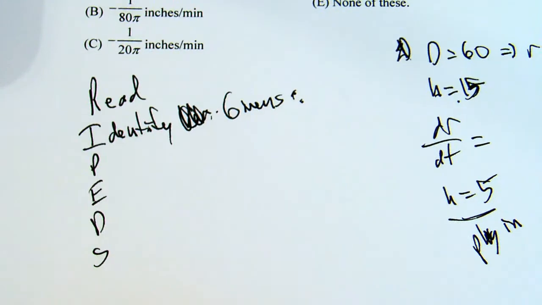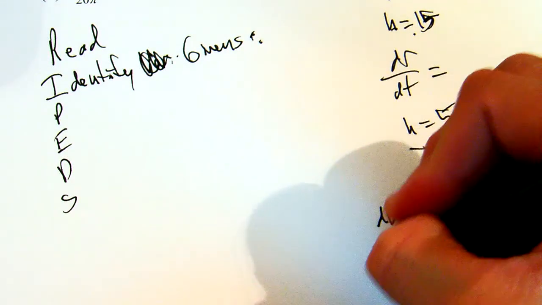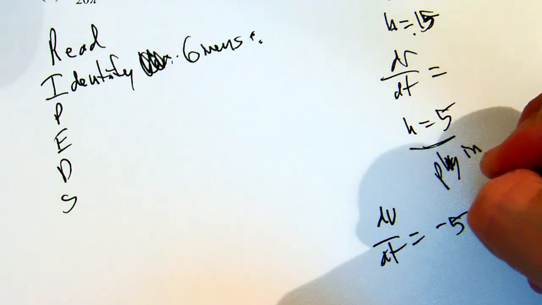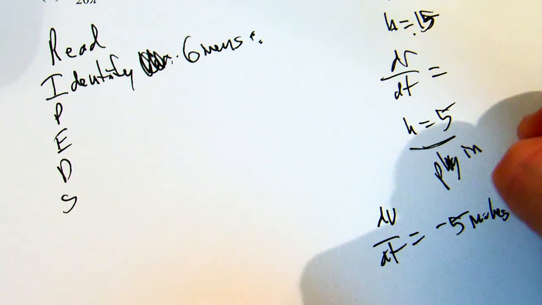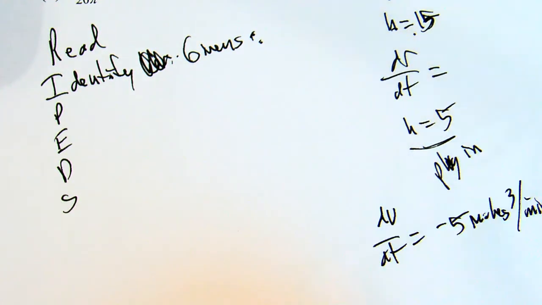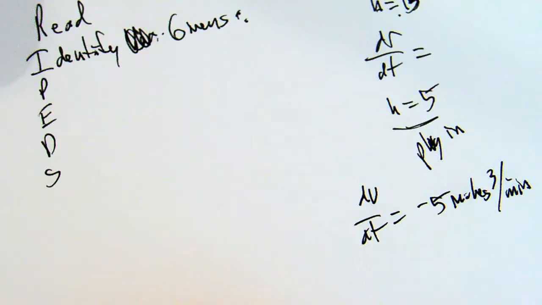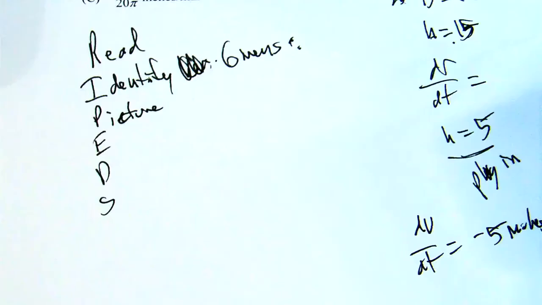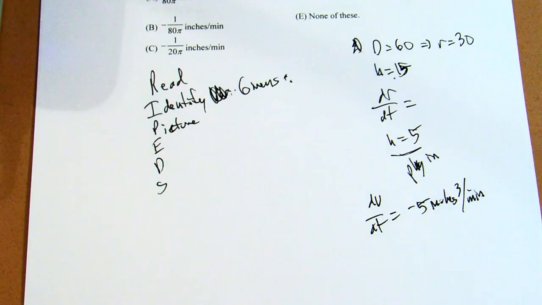Okay? I'm going to go ahead and write that dV/dt is negative 5 inches cubed per minute. And now we're just going to draw a pretty picture. I've identified some of our givens. Now we need a picture here.